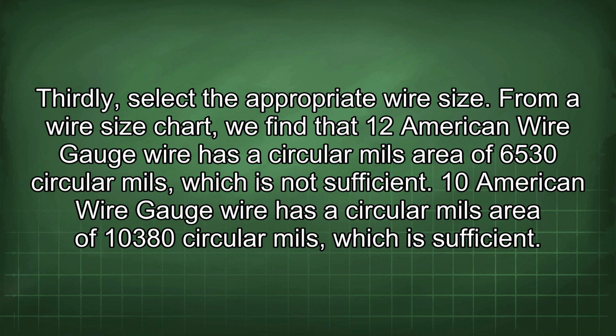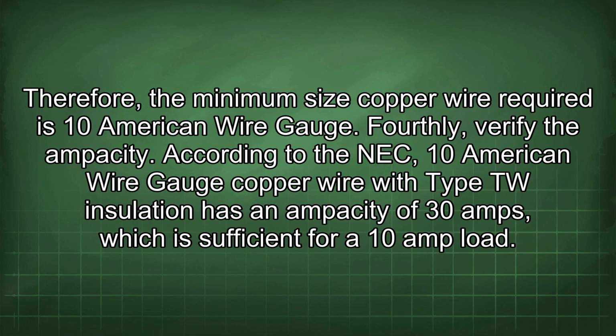From a wire size chart, we find that 12 American wire gauge wire has a circular mils area of 6,530 circular mils, which is not sufficient. 10 American wire gauge wire has a circular mils area of 10,380 circular mils, which is sufficient. Therefore, the minimum size copper wire required is 10 American wire gauge. Fourthly, verify the ampacity. According to the NEC, 10 American wire gauge copper wire with type TW insulation has an ampacity of 30 amps, which is sufficient for a 10 amp load.